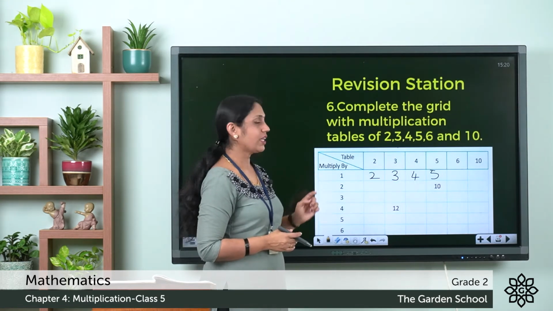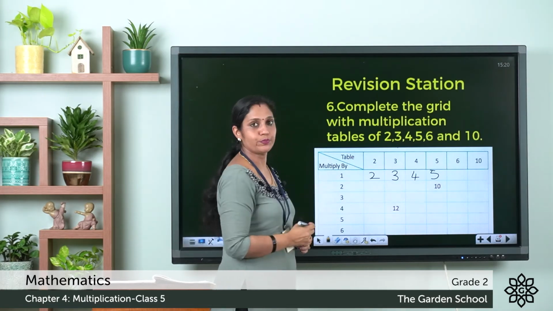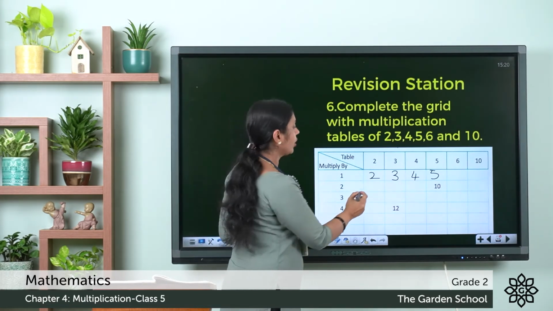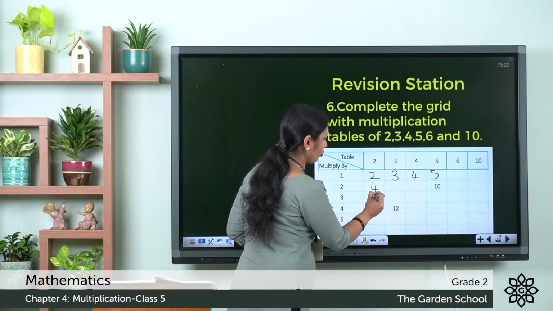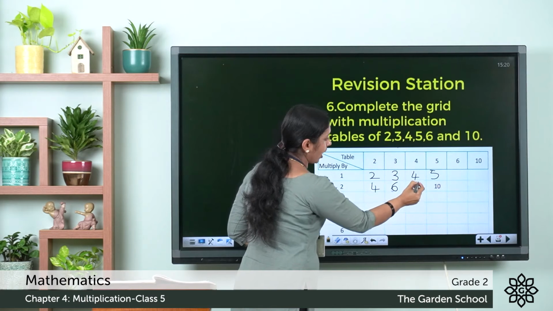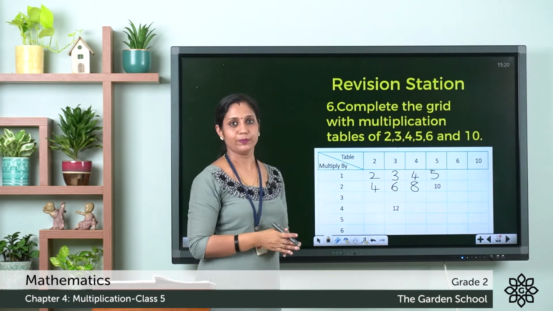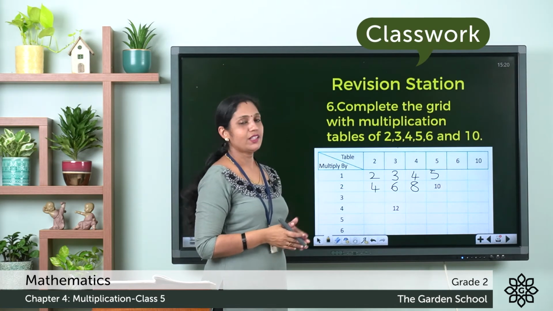Here we have to use the multiplication table of 2. So 2 into 2. So 2 twos are 4. That you can write here. 2 twos are 4. 2 threes are 6. 2 fours are 8. 2 fives are 10, which is already given. Likewise, you can complete these tables.